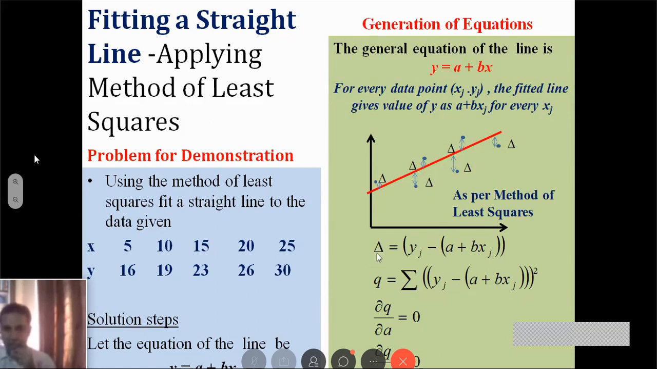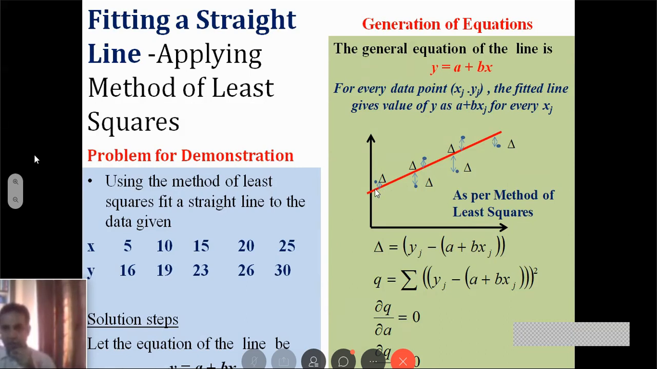Generalizing this statement, I would rather write this as delta. Delta is the difference, equal to yj, every y coordinate, minus the y coordinate given by this equation for every x. So this is y1 minus (a plus b x1); a plus b x1 will be the y corresponding to what is there on the line. The difference for the next point will be y2 minus (a plus b x2).